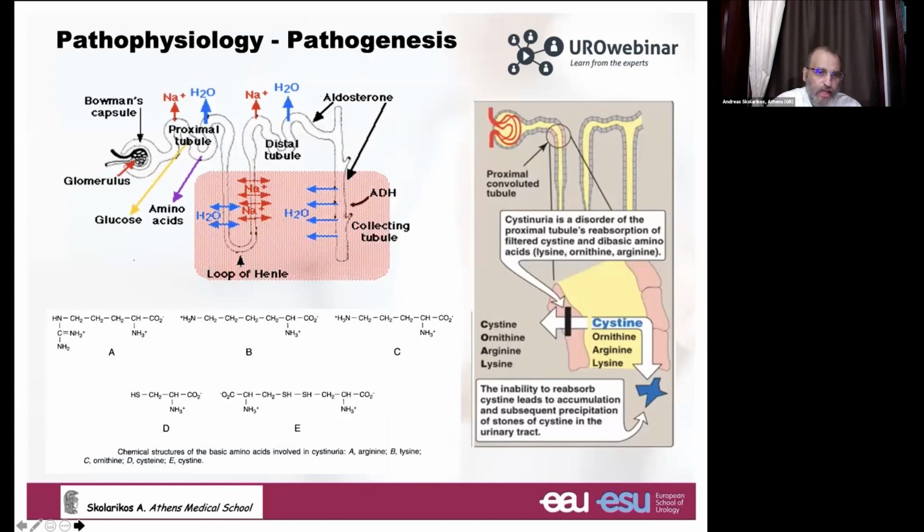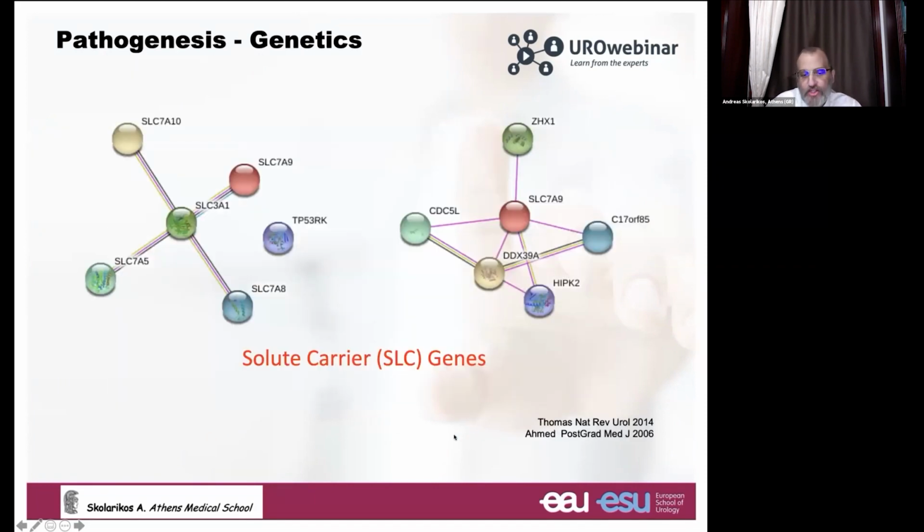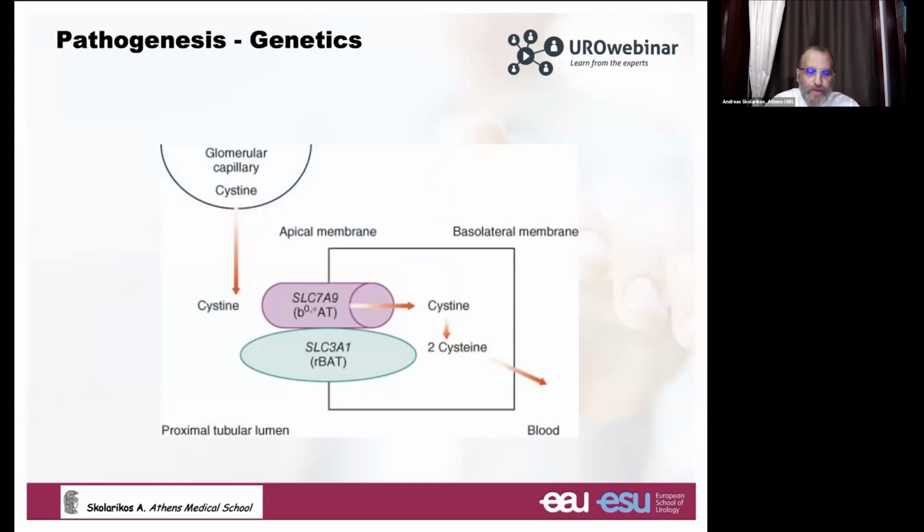This is the transepithelial dibasic amino acid transporter that you can see on the slide. The transporter protein is encoded by two solute carrier genes, and solute carrier gives the abbreviation SLC for genes. The SLC3A1 is located in chromosome 2 and the SLC7A9 in chromosome 19. The SLC3A1 gene encodes for the rBAT subunit of the transporter, while the SLC7A9 gene encodes for the b0,+AT subunit.